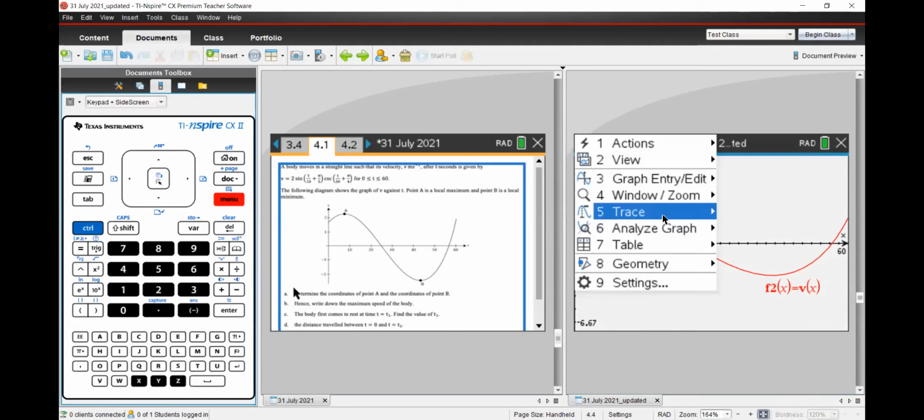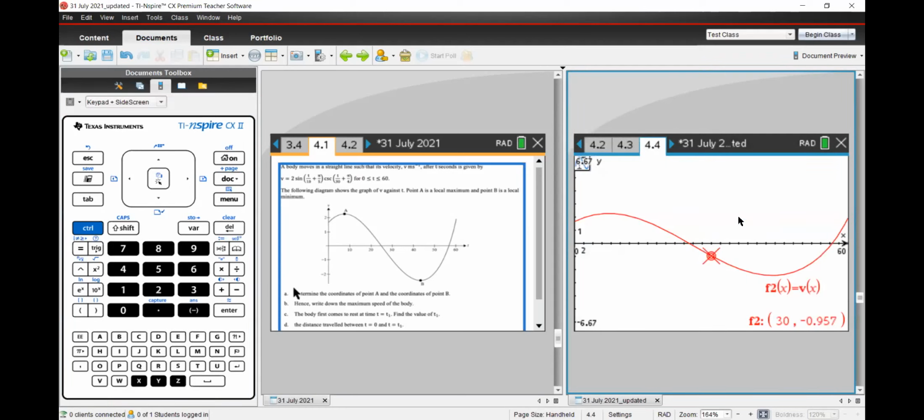Now if I go to trace, I can trace the graph. Trace feature is very wonderful. You can get everything in one shot, like maximum, minimum, like the first question done by using the trace feature. You can get the results very quickly. You don't have to go again and again in the menu to analyze graph and the intersection or the maxima or the minimum.